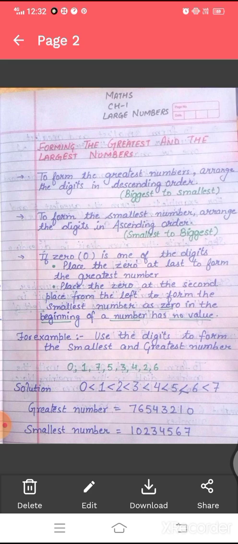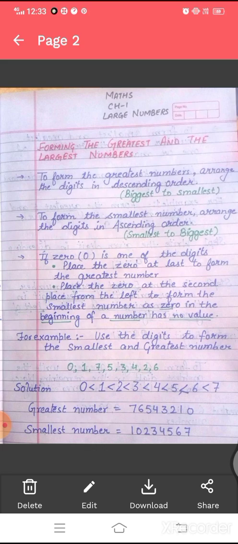Okay, if 0 is one of the digits, what do you have to do with the 0? If you want to form the greatest number, firstly, you have to place the 0 at last. Place the 0 at the second place from the left to form the smallest number, as 0 in the beginning of a number has no value.